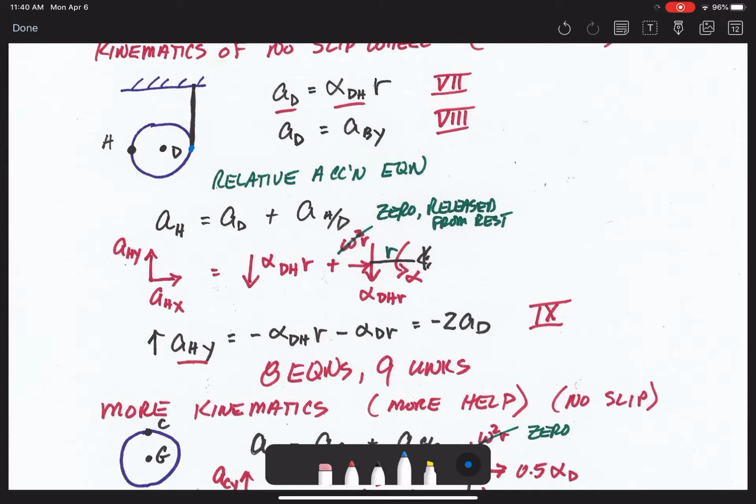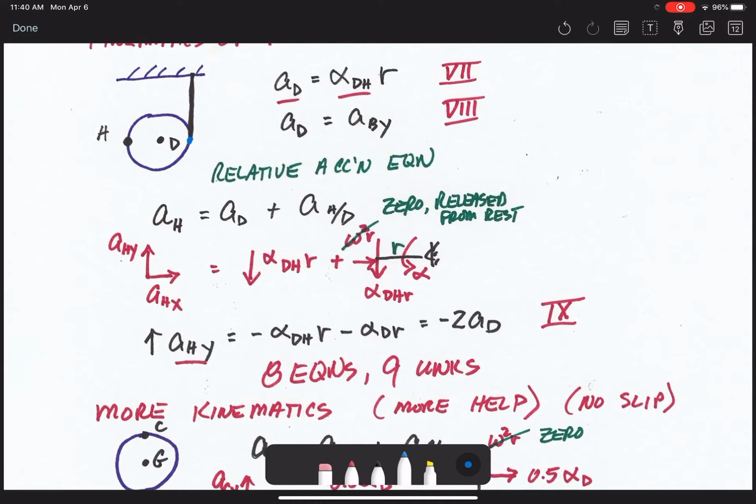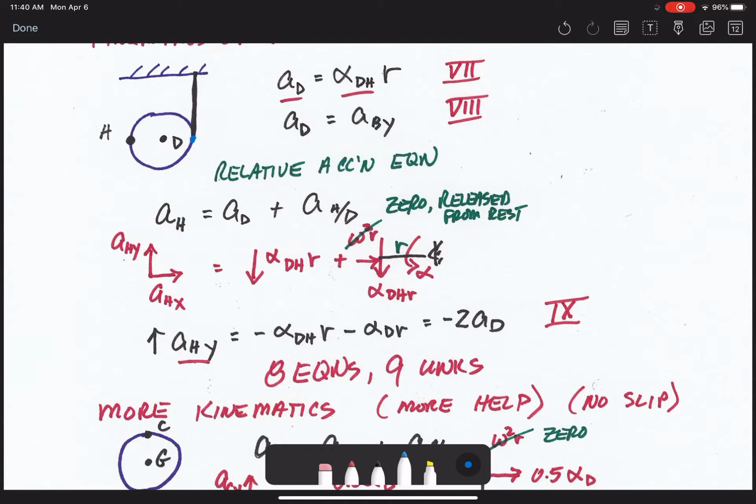So use the relative acceleration equation that you studied in particle kinematics. AH equals AD plus AH relative to D. AH we don't know, so we break it down into X and Y. AD we know for sure is going down vertically with the block, and at the same time rotates about the point of contact for the rope on the right, so it will be alpha of the pulley DH times the radius. And AH relative to D, as if D were fixed and H rotates about D, so we draw the kinematic diagram with that.